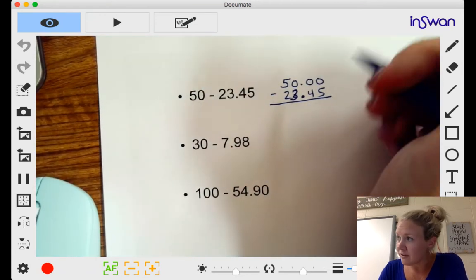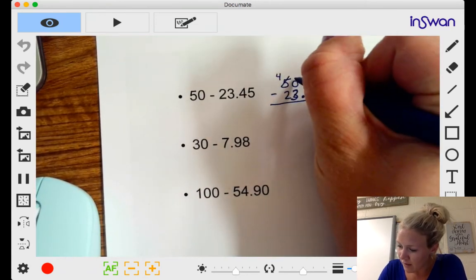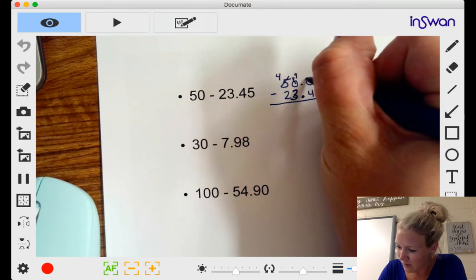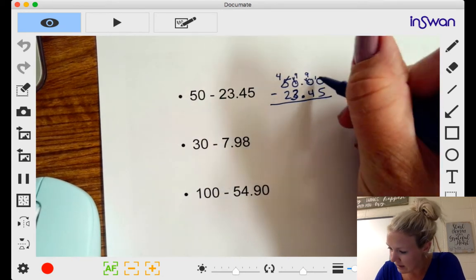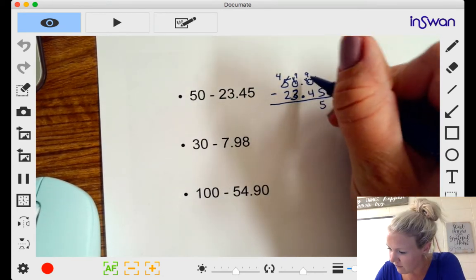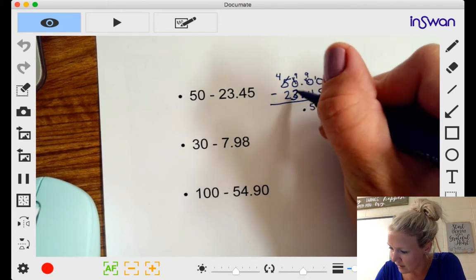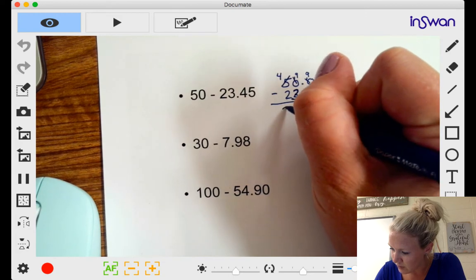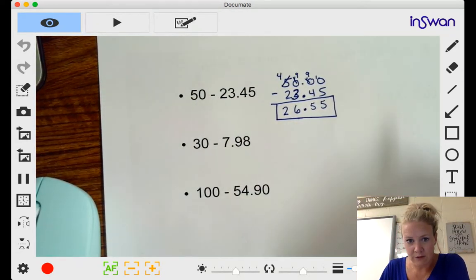Now I'm going to set up my borrowing. I have to go all the way over to the 5, grab a 1, and throw it here. I borrow, throw it here, borrow, and now I have it in place where I need it. 10 take away 5 is 5. 9 take away 4 is 5. Drop my decimal. 9 take away 3 is 6. 4 take away 2 is 2. That's the answer to that first problem.